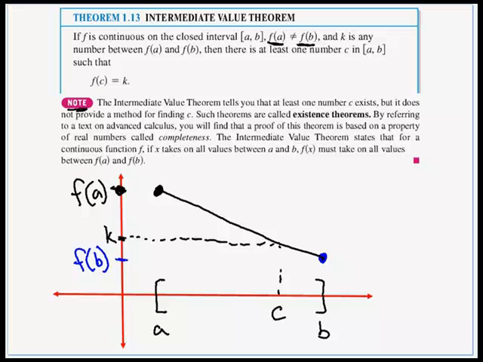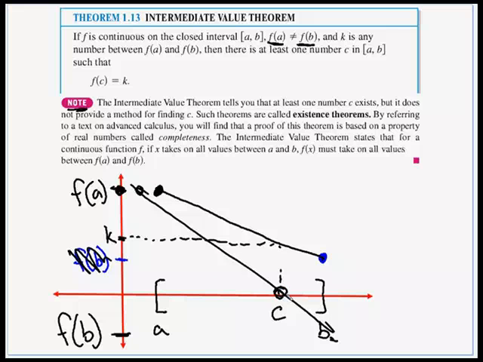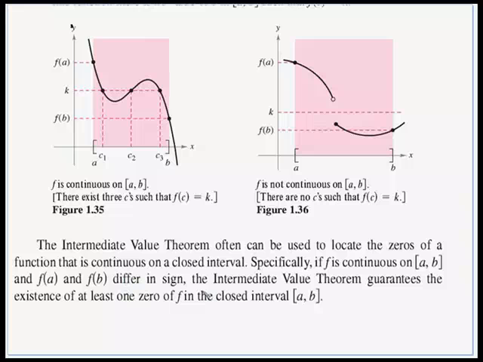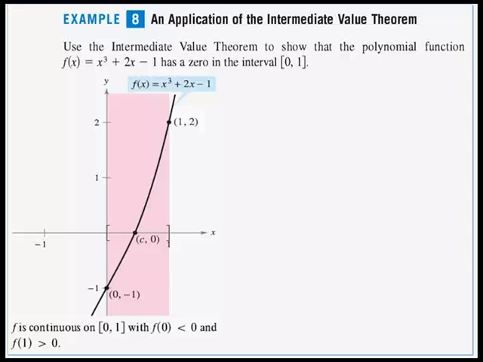And let's see here, now they're saying f of a and f of b differ in sign. So one of them is going to be in positive y value territory. Maybe f of b is down here in negative y value territory. So if one of them is on each side of the x-axis, that means when we draw the function, we have to cross the x-axis somewhere. That's going to be a zero of the function. So the IVT guarantees the existence of at least one zero of the function across that closed interval. And we're going to check that out here in example 8.